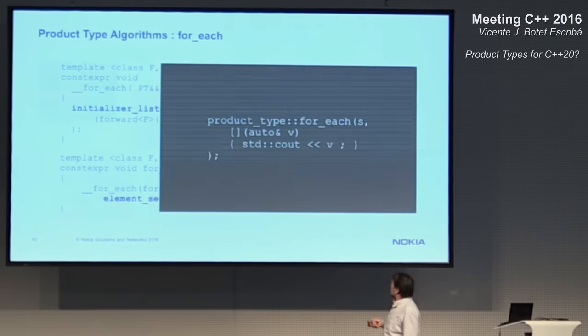And now, for example, we can do that. We can do a for each element in a product type, and insert on a stream or whatever you want. Here we are using a generic lambda, so that the parameter is something as if we had a template.